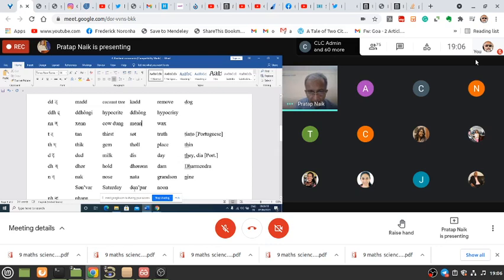Next example. Don par. If you remove this apostrophe, it becomes dompar. And there is no such word in Konkani, dompar. This is don par, noon. When the N sound has to be pronounced in the medial position, we put an apostrophe.